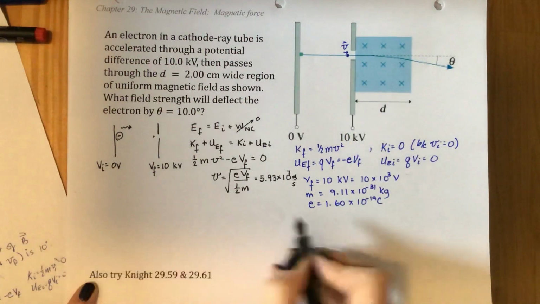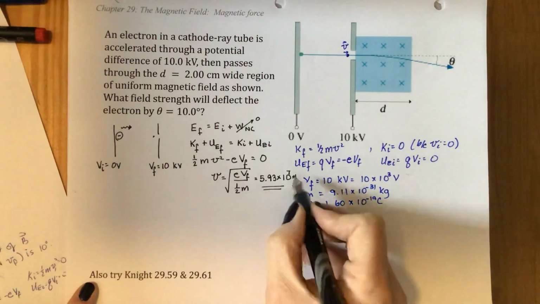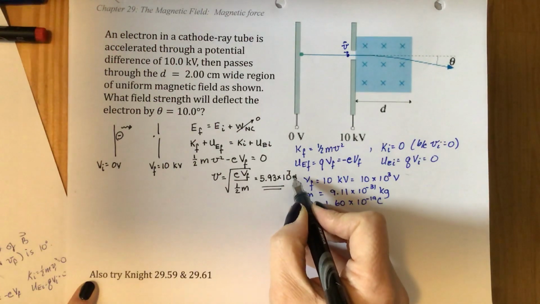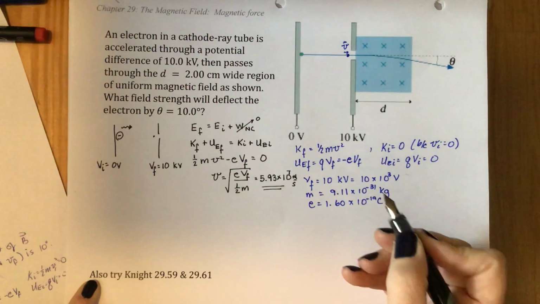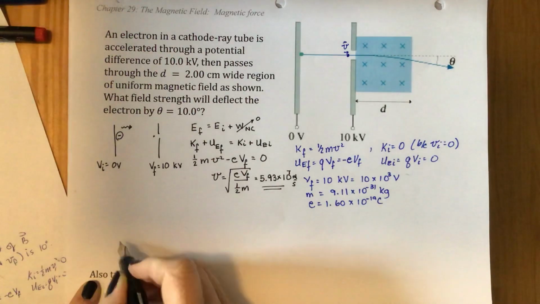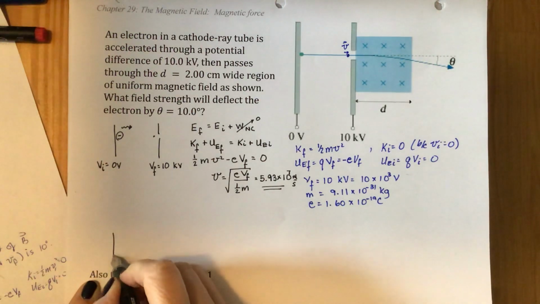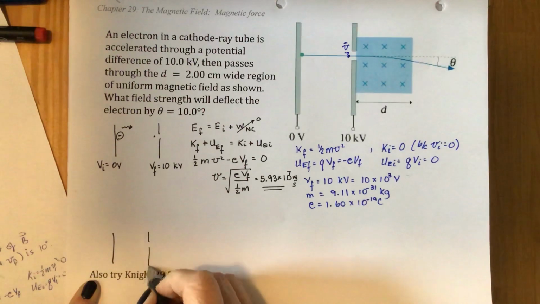For comparative size, it is less than the speed of light, so we're good there. It is pretty fast, but then it's a pretty small particle going through a big potential. We expect that that speed is going to get fast. Okay, next step of the problem. We have our electron right here, and it enters this magnetic field.